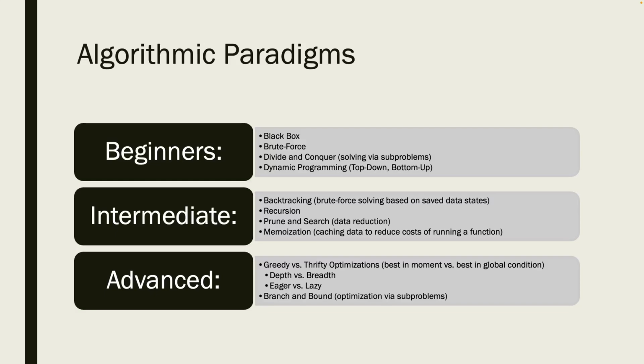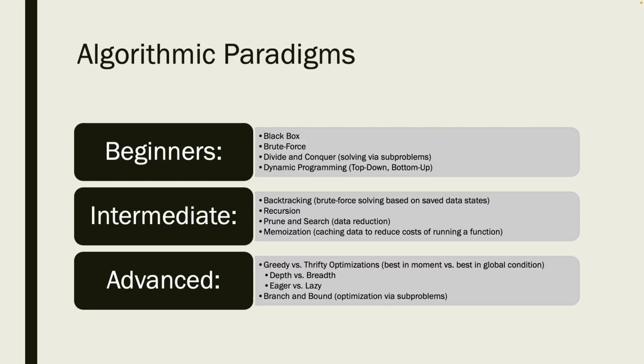Some more intermediate paradigms would be stuff like backtracking, recursion, prune and search, and memoization. And more advanced stuff would be greedy versus thrifty optimizations. So like depth versus breadth. Are you going to optimize to go deep, or are you going to optimize to take the overarching theme first? Eager versus lazy. When it comes to machine learning, for example, how eager is your algorithm to learn a piece of data? Or is it more lazy, or should I say more cautious, when it comes to each piece of data? And this could be especially important for analyzing data sets with outliers.